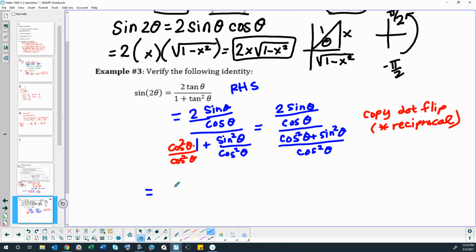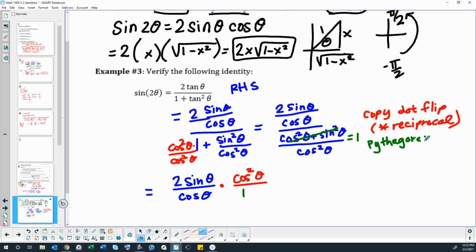All right, so I start with my numerator, 2 sine theta over cosine theta. And I flip over the denominator, so I'll have cosine squared theta over cosine squared theta plus sine squared theta. I'm kind of feeling like I don't want to write that whole thing right now, because I know that that thing is just going to turn into 1. So can I just put this over 1? Anyone have any issues with me doing that? So Pythagorean. If you wrote it all out, that's fine too.